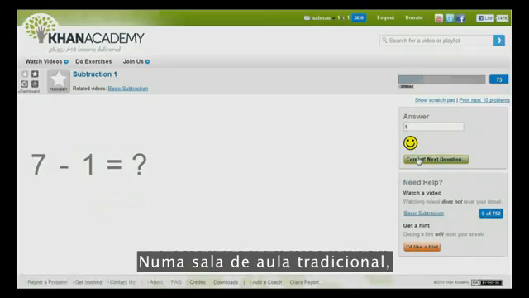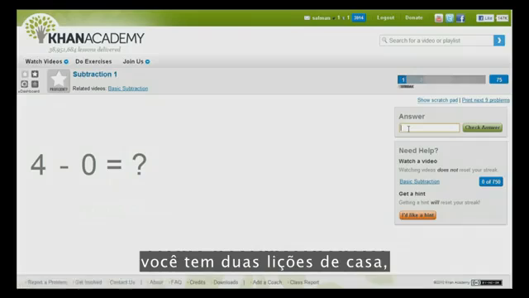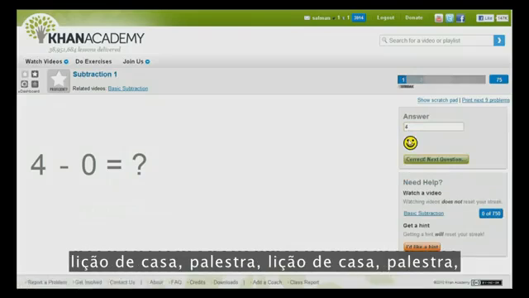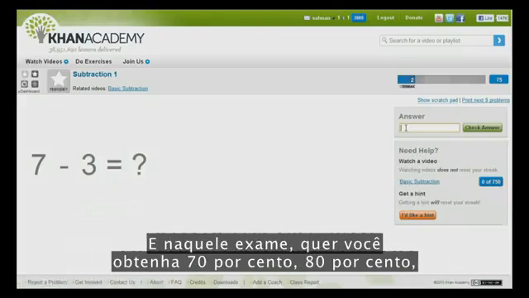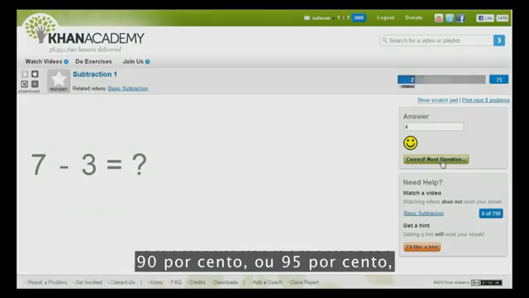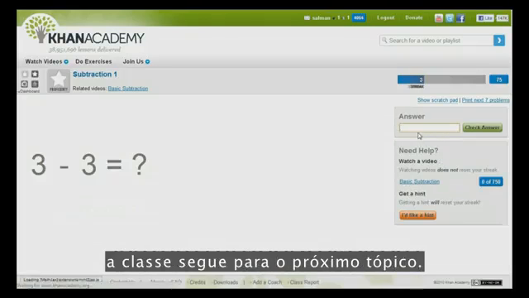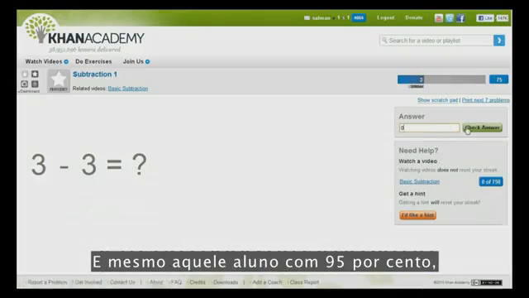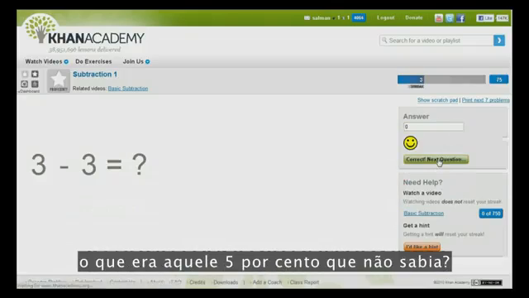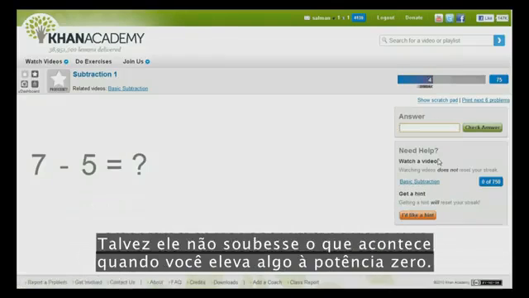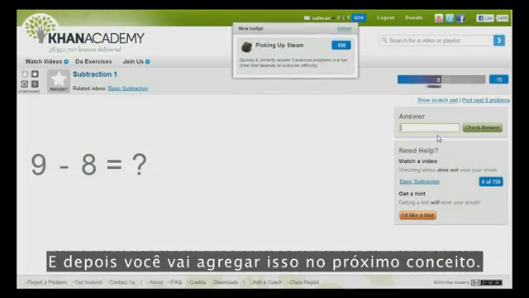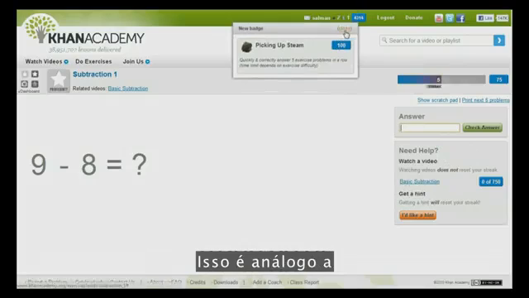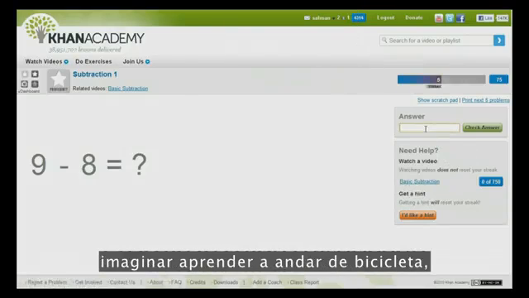In a traditional classroom, you have a couple of homework, a lecture, and then you have a snapshot exam. And on that exam, whether you get a 70%, an 80%, a 90%, or a 95%, the class moves on to the next topic. And even that 95% student, what was the 5% they didn't know? Maybe they didn't know what happens when you raise something to the 0th power. And then you go build on that in the next concept. That's analogous to, imagine learning to ride a bicycle.